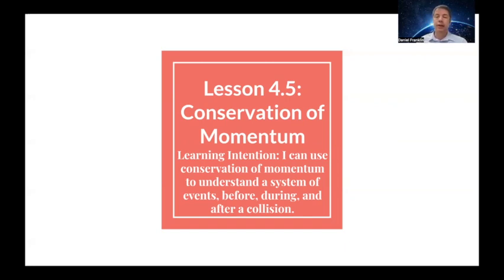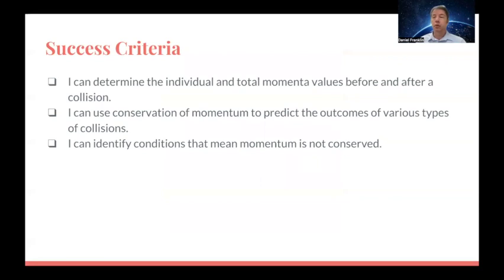Our learning intention is I can use conservation of momentum to understand a system of events before, during, and after a collision. You'll know you can do this when you can determine the individual and total momentum values before and after a collision. I can use conservation of momentum to predict the outcomes of various types of collisions, and I can identify conditions that mean momentum is not conserved.